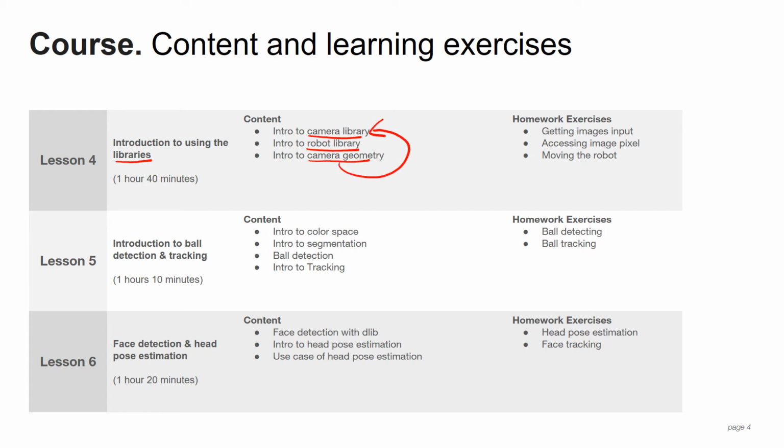In lesson 5, you'll be introduced to ball detection and tracking. You'll detect the ball with color segmentation, and with the detected ball, you'll be tracking the ball. In lesson 6, you'll learn about face detection and head pose estimation. You'll be detecting the face with dlib and estimating the head pose.